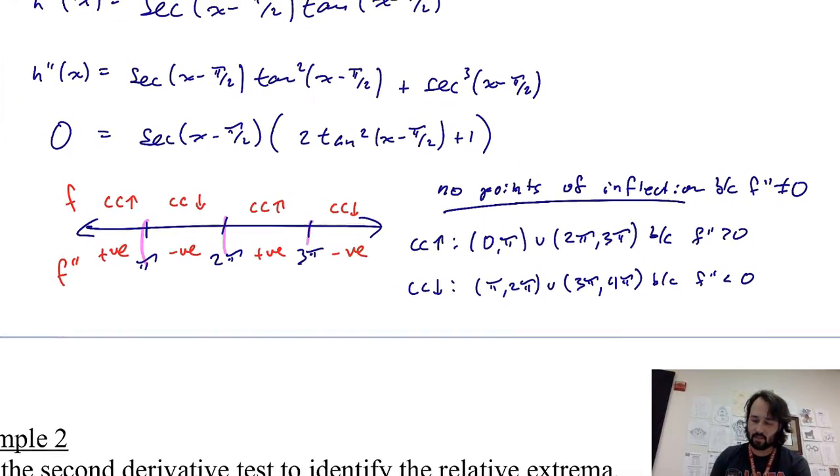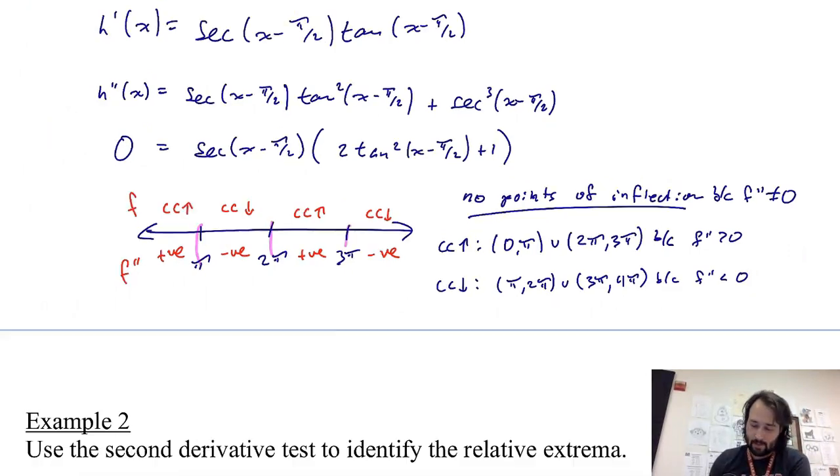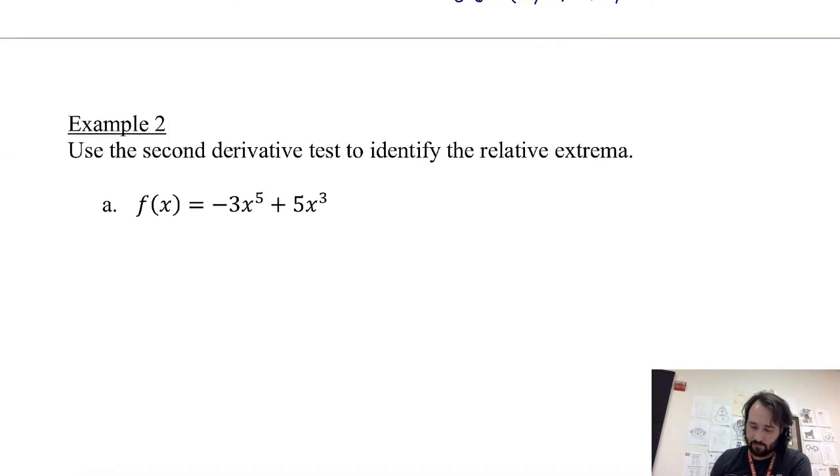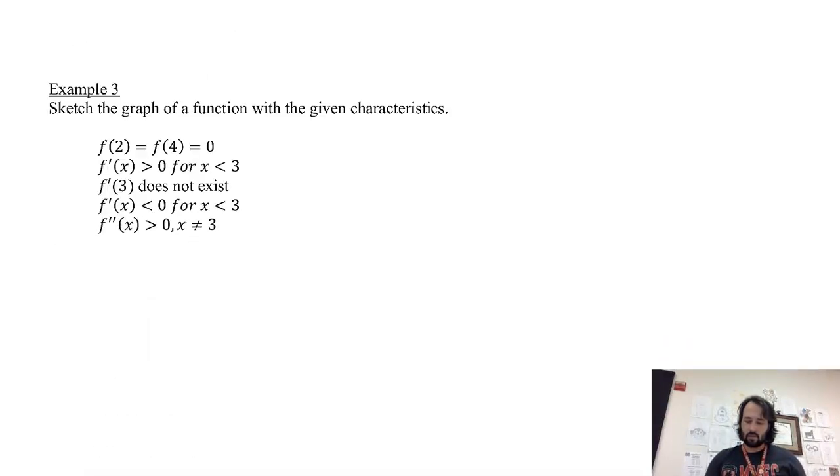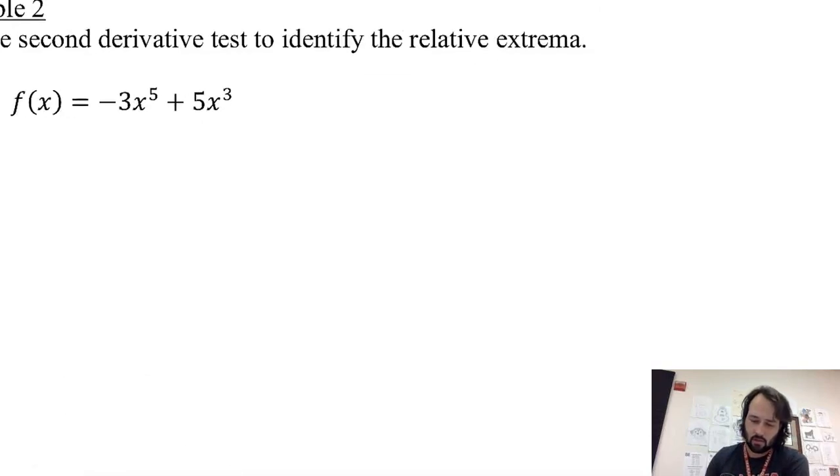All right, so that's an instance where the second derivative was never equal to 0, so I don't have any points of inflection, but I do have things to check around. And those are your asymptotes, because they will be undefined at those parts. All right, use the second derivative test to identify any extrema. So I think after this, we're just going to sketch one and we're good to go.